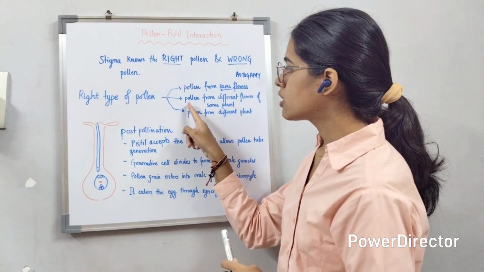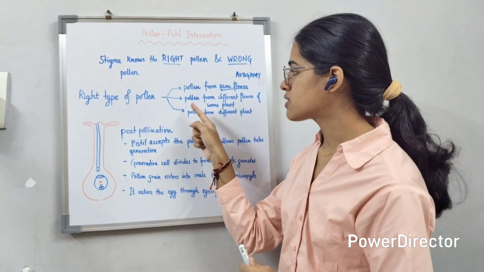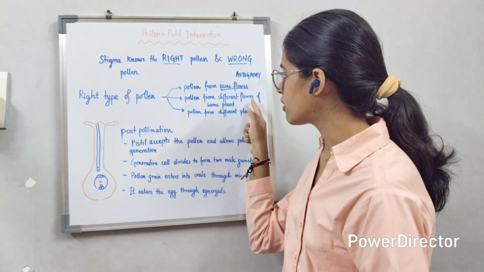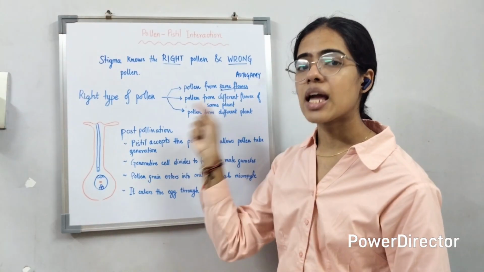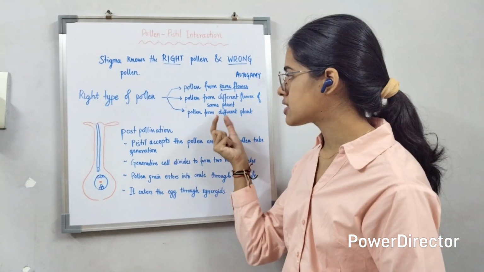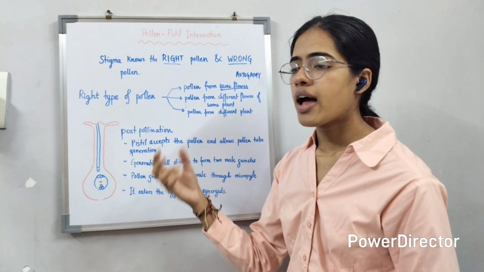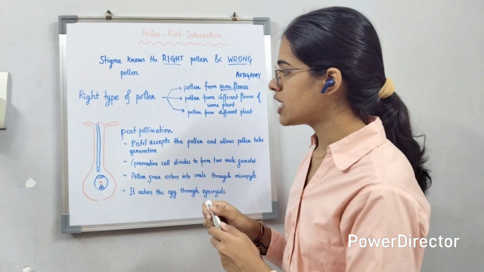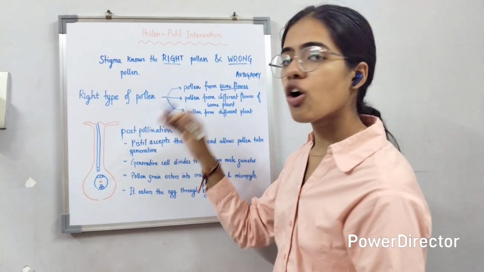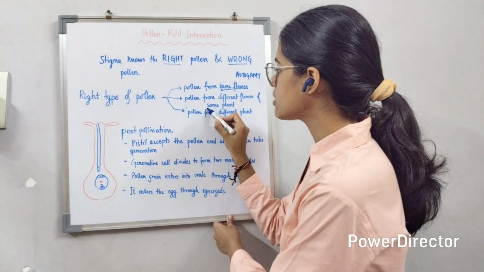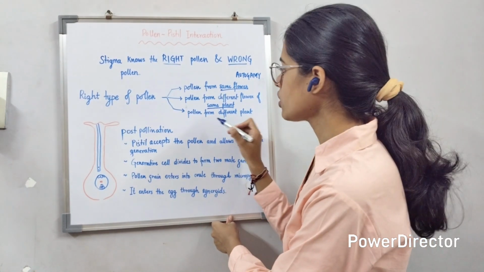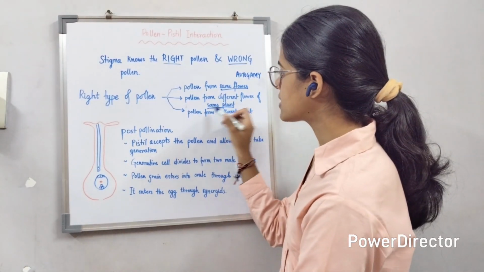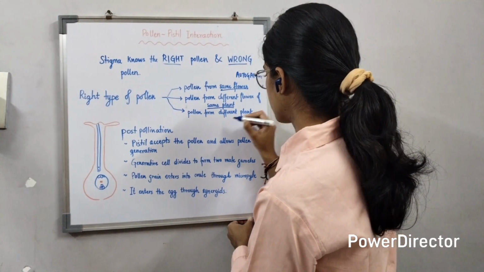The second type of pollen is pollen grains which are coming from a different flower but of the same plant. The same plant will have multiple flowers, and the pollen grain from the stamen of one flower will reach the pistil of another flower, but of the same plant. This type of pollen grain transfer in the same plant is called geitonogamy.